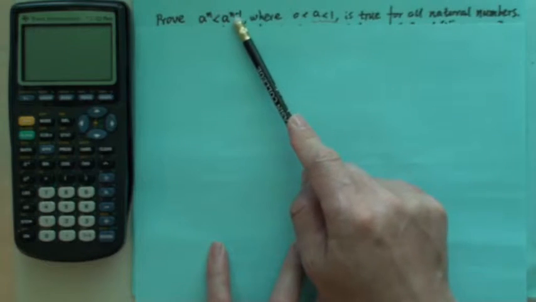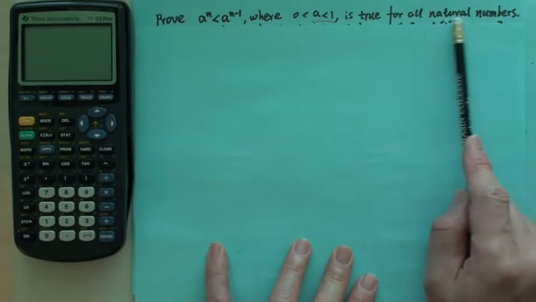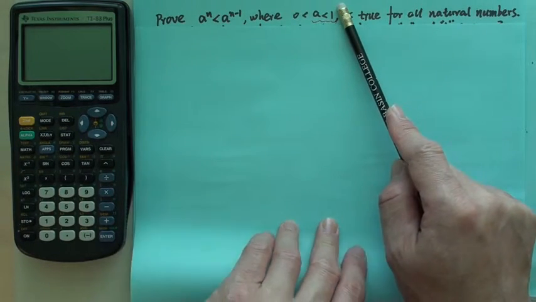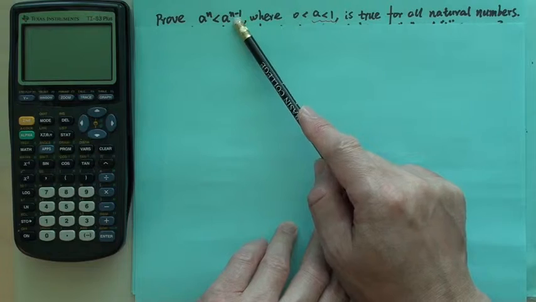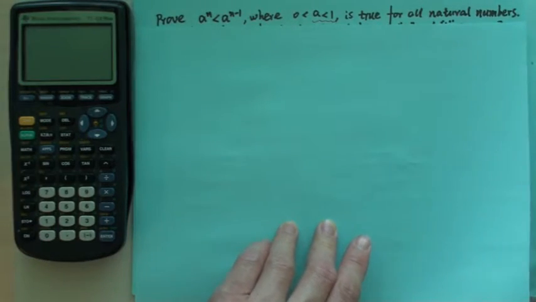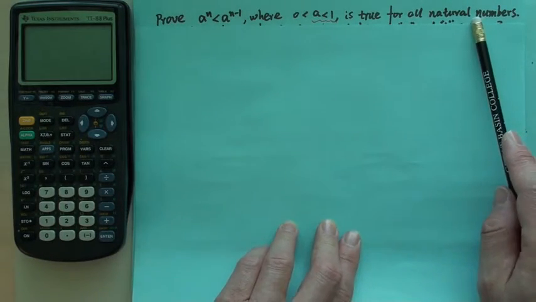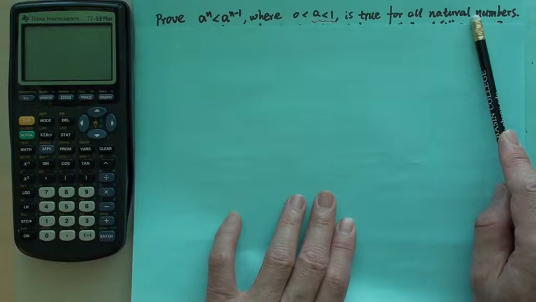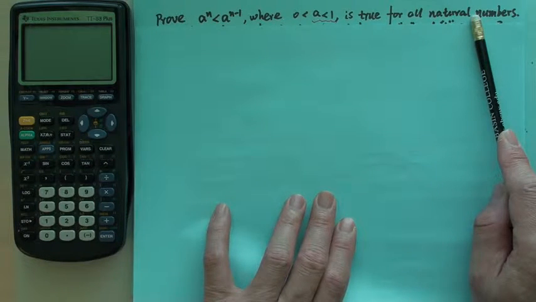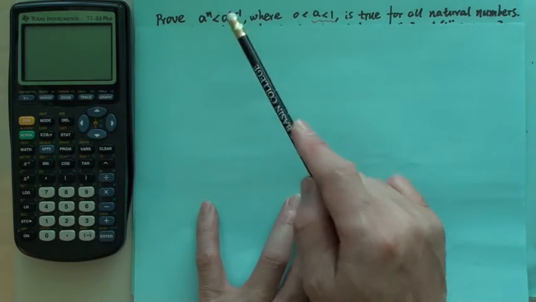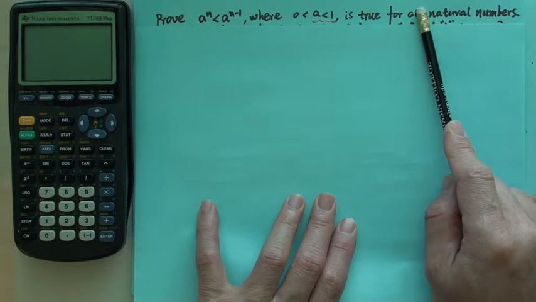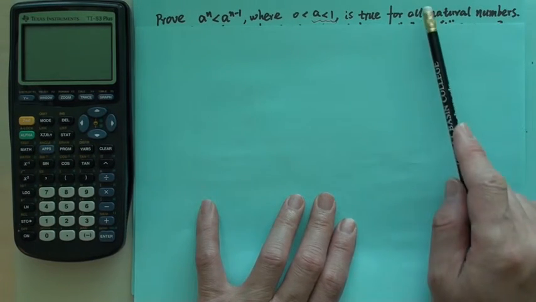Remember, n starts with 1. Natural number means n starts with 1. And 1 minus 1 will be 0. n cannot be 0. If n is 0, this is not going to be true. So, starting with 1, 2, 3, 4.